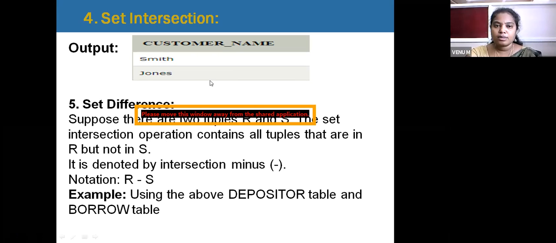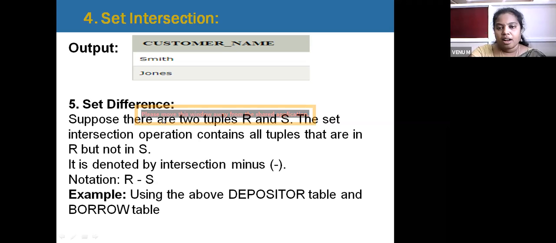What are the common names? Smith and Jones is the common name between those two tables. Next, set difference. Suppose there are two relations R and S.